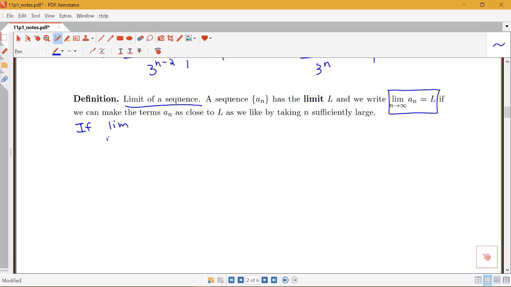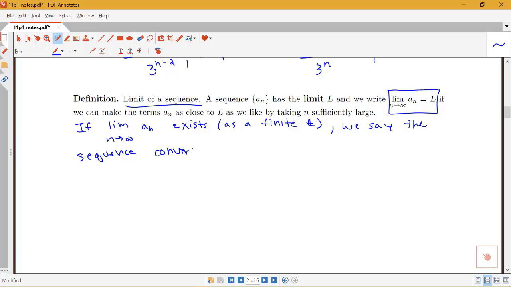Here's the terminology that goes with this. If the limit as n goes to infinity of an exists as a finite number, we say the sequence converges. Just like with our improper integrals, where we said the improper integral converged if the limit equal to our improper integral existed as a finite number. And otherwise, we say that the sequence diverges.